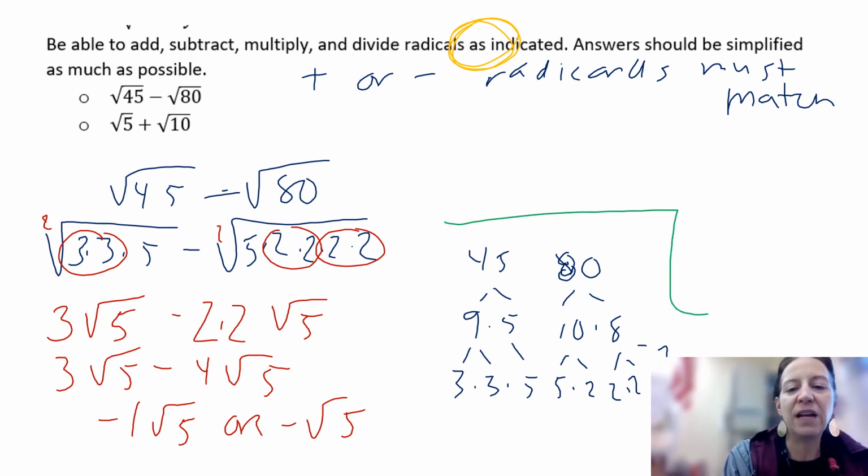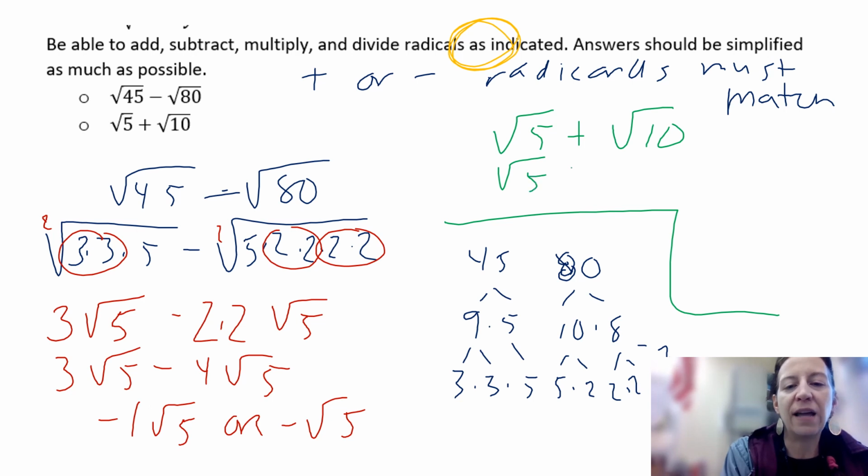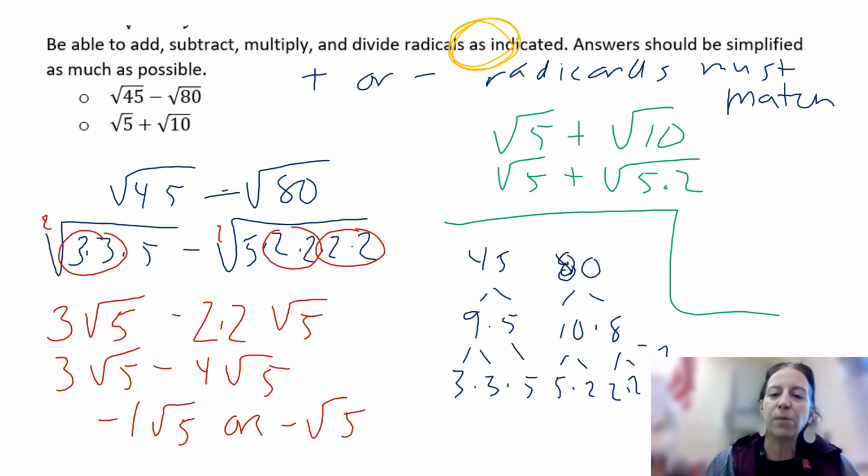Now, with the next one, we have the square root of 5 plus the square root of 10. And those radicands do not match. And so you might try to simplify them. And so you would get this 10 factors into 5 times 2, but there's no pairs of numbers to actually get that simplified. So you'd be looking for a pair of 5s or a pair of 2s, and there aren't any, which means that these do not simplify. And if the radicands don't match, then you cannot add them.